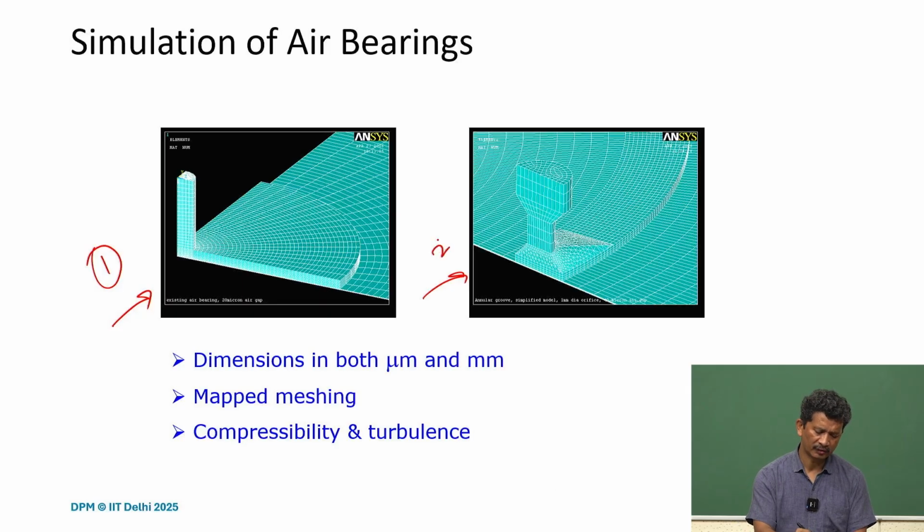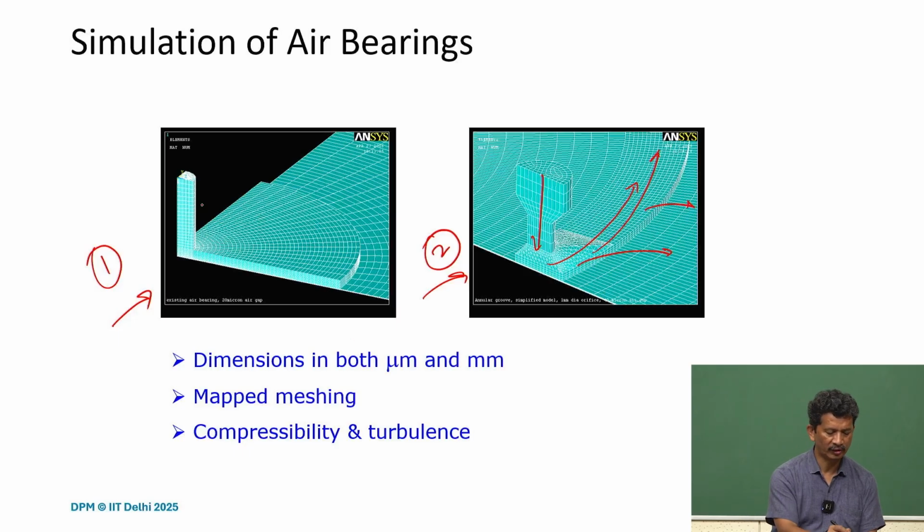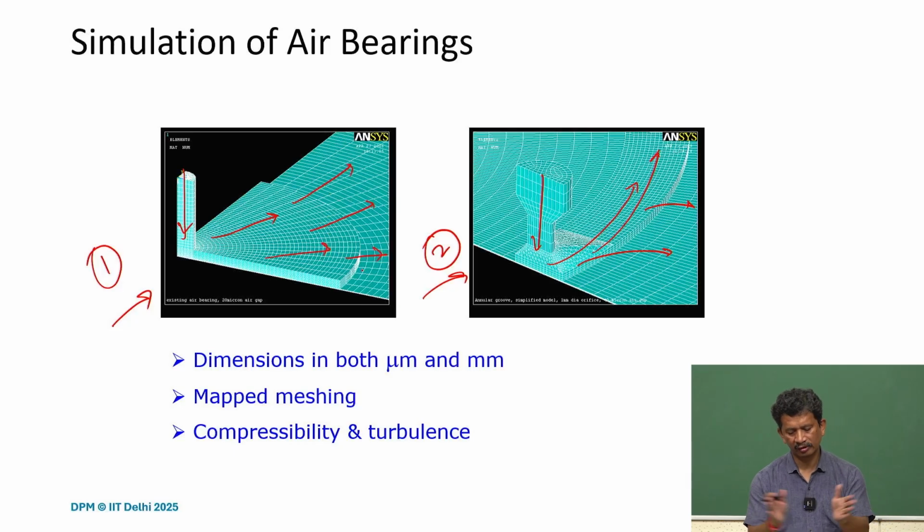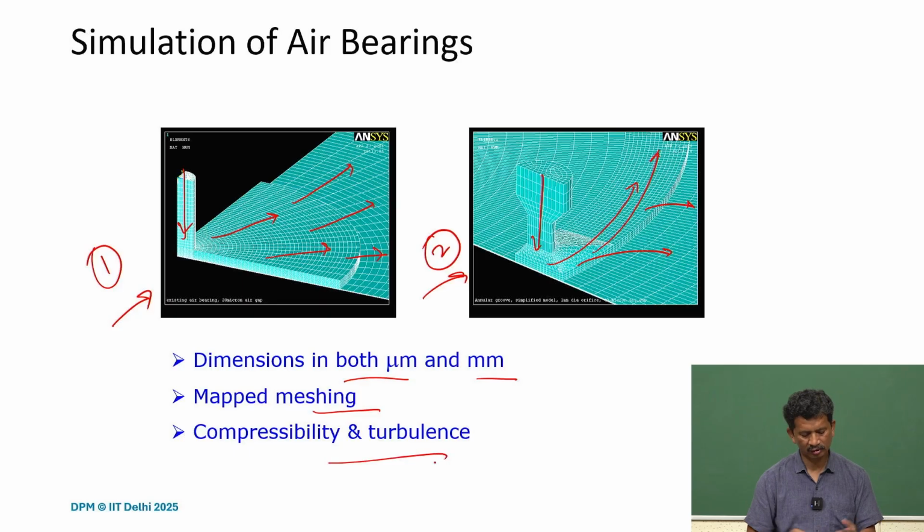In the second case, there is an annular groove all along, and with the supply pressure, the air is fed to this annular groove, and then it flows out radially. The dimensions here are in micron and millimeter, and we did map meshing, and compressibility and turbulence can be allowed.